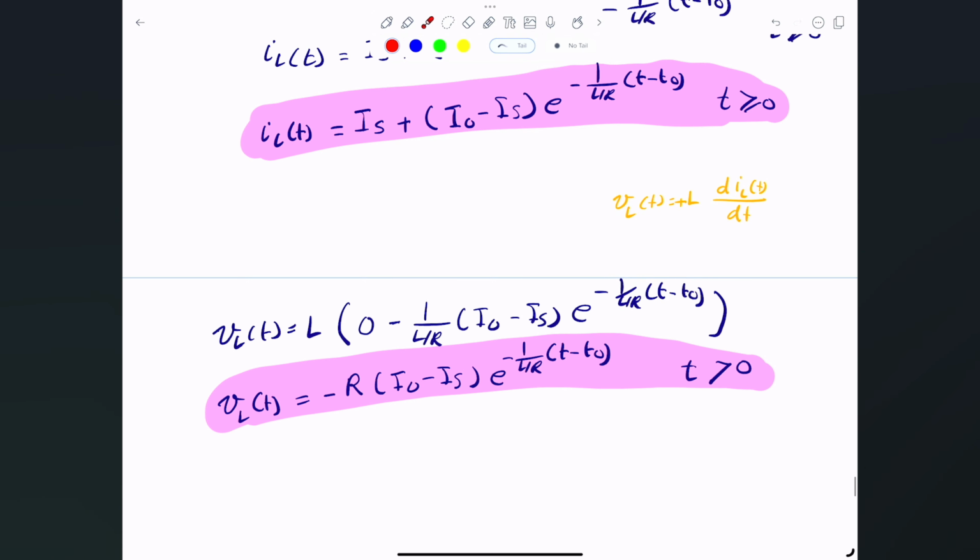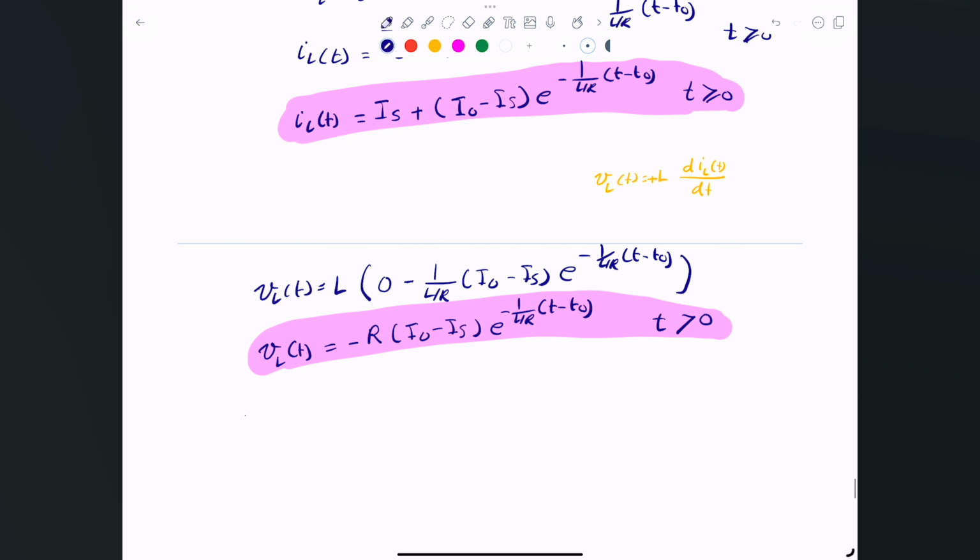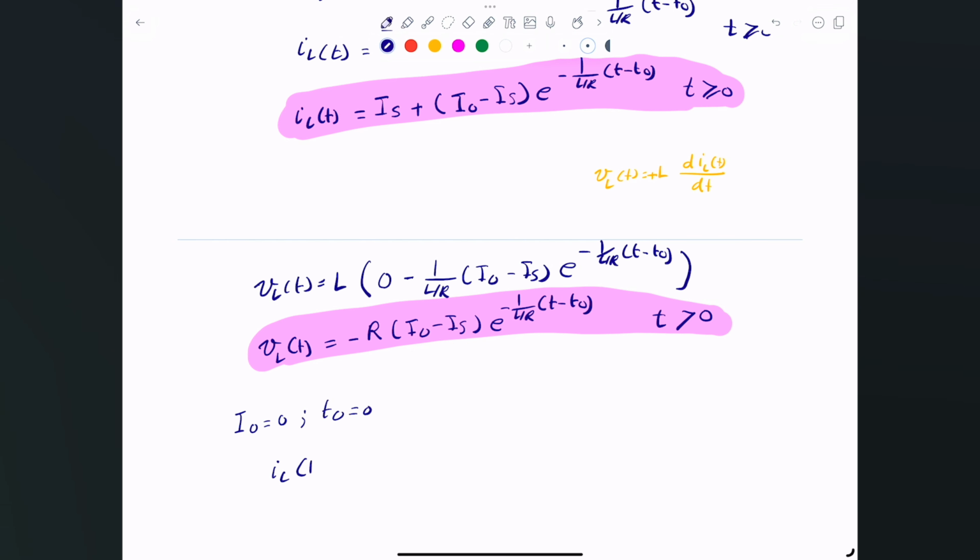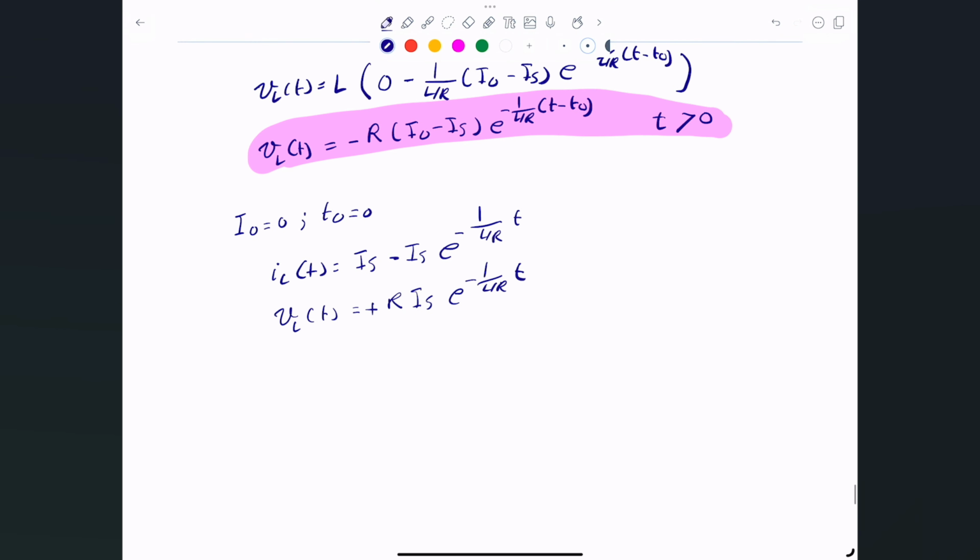We can plot these. We can make a few assumptions in here. For example, let's assume that the initial current is 0 and that t0 is 0. Then I_L(t) equals I(s) minus I(s) e to the negative 1 divided by L divided by R, times t. And of course V_L(t) equals negative R times negative I(s), that's positive I(s) e to the negative 1 divided by L divided by R, times t. And you can plot these, and what you will see is the following.